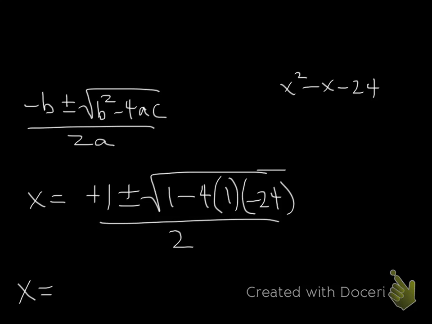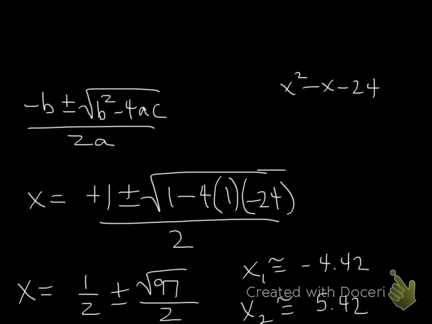So you can see here that x is going to be equal to a positive 1/2. Okay, 1 divided by 2, plus or minus. Now we simplify the radicand. 4 times 24 is 96, plus a 1 is 97. 97 does not have any perfect square factors, so we can't simplify it. So our x values are just 1/2 plus or minus the square root of 97 over 2. Here are their decimal expansions.